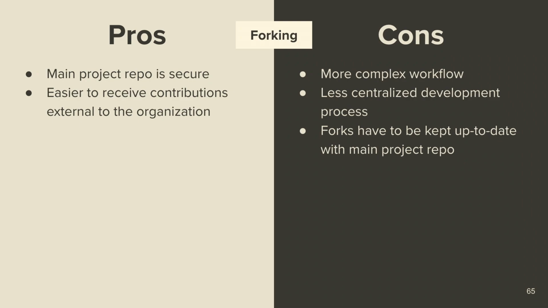But it is a more complex workflow, maybe more complex than GitFlow. It does have a less centralized development process, and your forks themselves have to be kept up to date with the main project, which is, I think, one of the more complex pieces of doing a forking style of branching. All right, any questions about branching strategies?